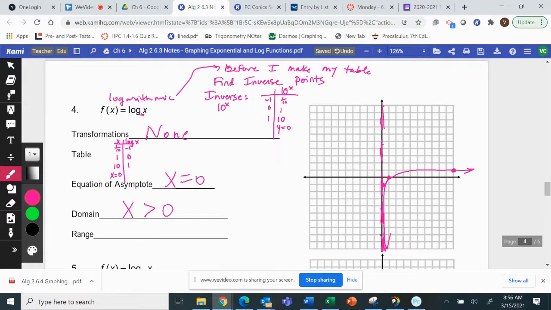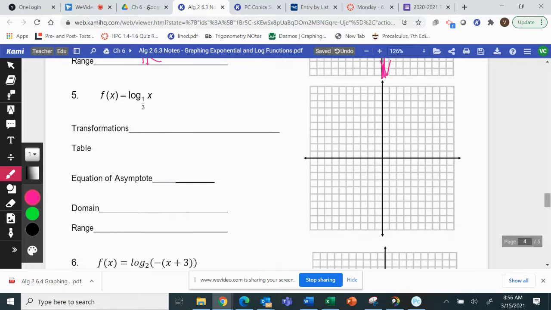But the range goes up and down. There's nothing stopping the y values. So the range is going to be all real numbers. So that's totally switched from exponential as well. Everything's opposite. Everything's switched. So that's it for that one. Let's try 5.